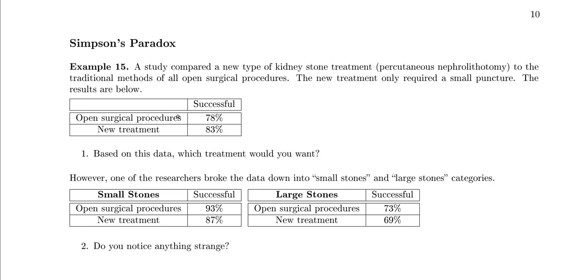So of the open surgical procedures, 78% were successful. Of the new treatment, 83% were successful. Based on this data, which treatment would you want? Well, it seems fairly obvious that you would want the new treatment.